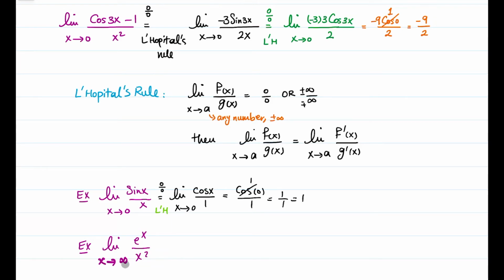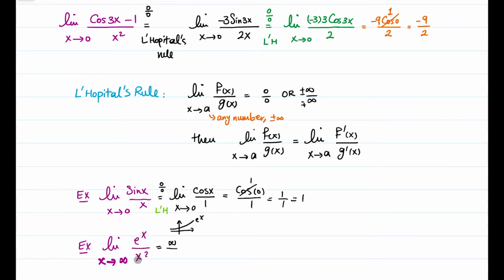As you see here, the number a in L'Hopital's rule in this example is infinity. But we are going to do the same thing. We just need to take the limit of the numerator as x goes to infinity and take the limit of the denominator. When I take the limit of the numerator, what do I get? If you remember, the graph of e to the x looks like this. As you see, when x goes to infinity, the function goes to infinity. So the numerator would be infinity.